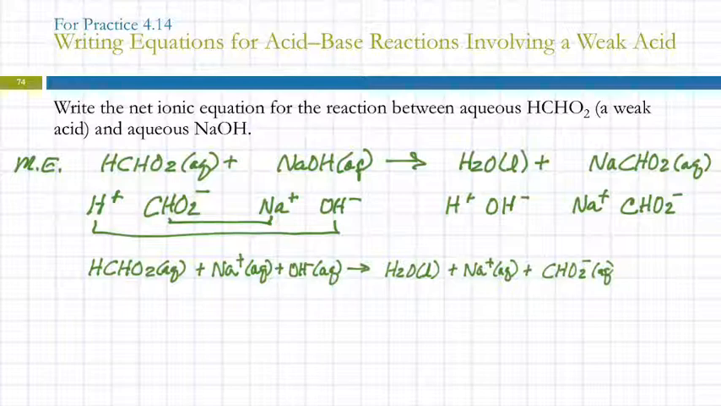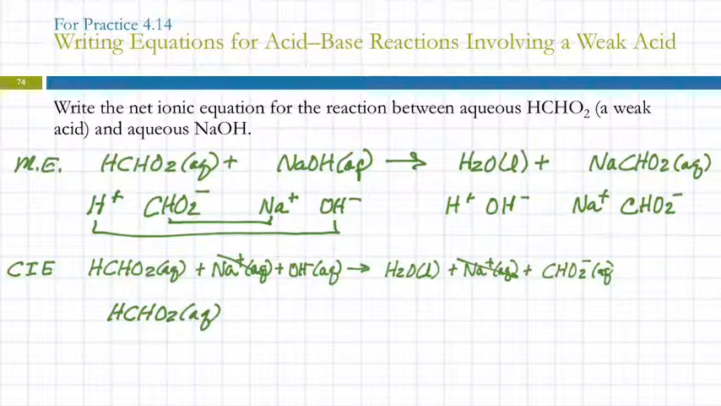So that would be my complete ionic equation. What are the spectators? Here I only have one spectator, it's the sodium ion. So for my net ionic equation, I'm just going to copy down the things I didn't cross out.